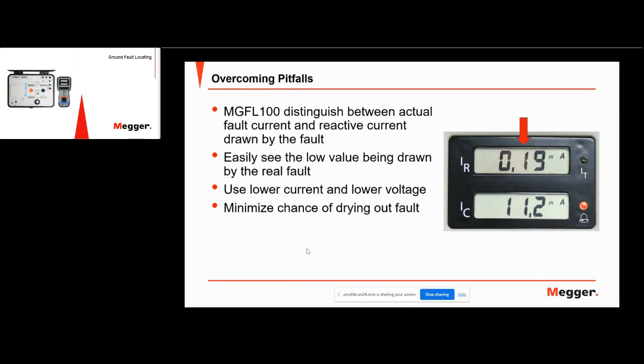So even in this example here, you can see how low the current is going to the fault. Its magnitude's lower than what's going to the stray capacitance. If you were just to trace the largest current that you see, you'll never find your fault. This way, you know whatever line you go on, where you're actually locating, where you get the fault current, and trace the proper line. This allows you to locate high impedance faults without the need for increased current, minimizing the chance of drying out the fault.